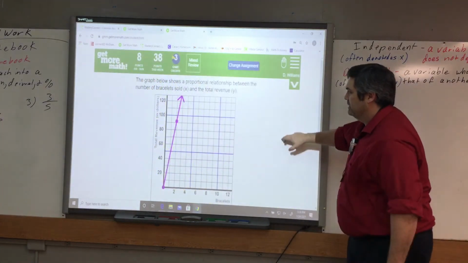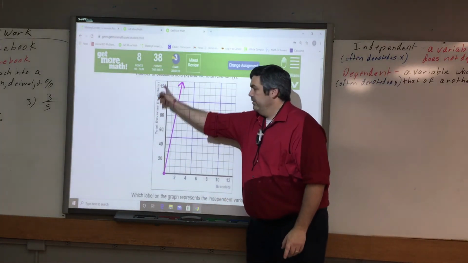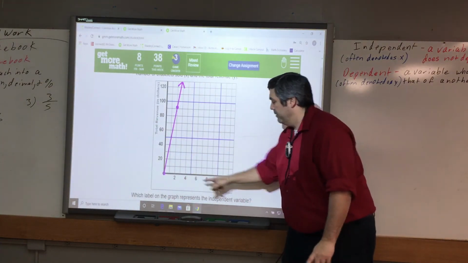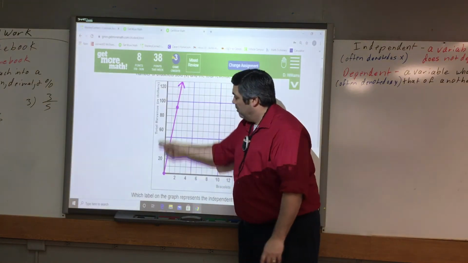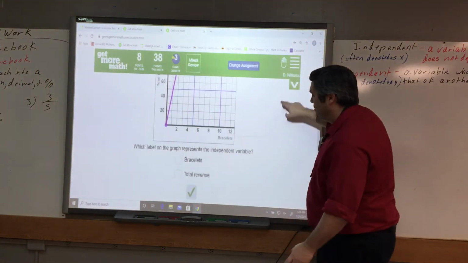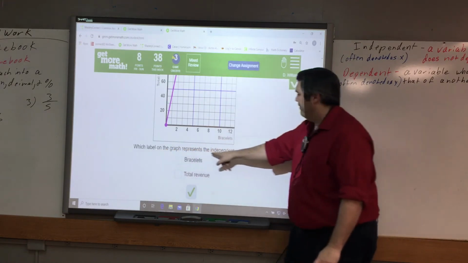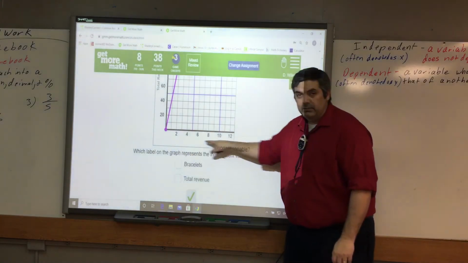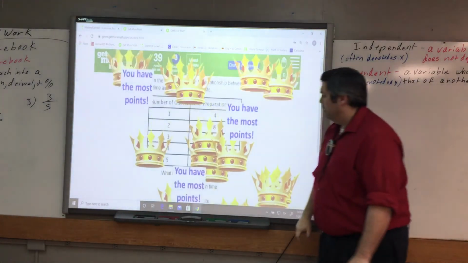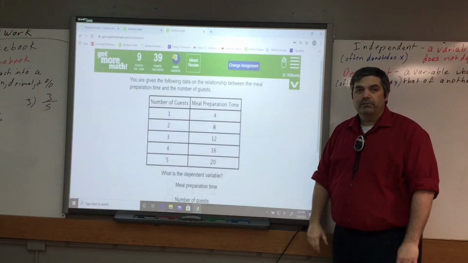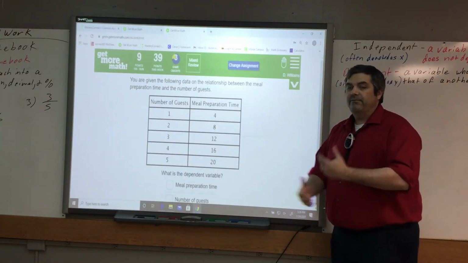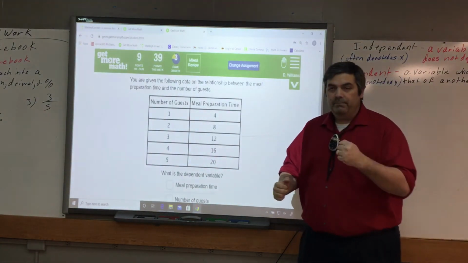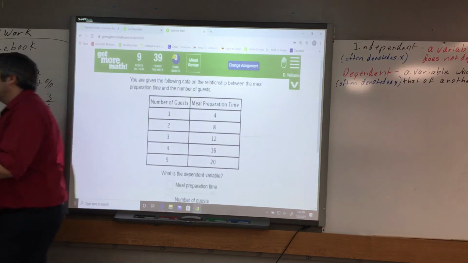But here's what I want to focus in on here. Okay, again, here is your dependent. Here is your independent. Here are your X's. Here are your Y's. Very important that we get that straight. All right, so which label on the graph represents the independent variable? Independent. Bracelets, your X, okay? I mean, really, that's all there is to that one. Just being able to identify it. Like I said, all I want you to be able to do right now is identify independent, dependent. So now we still have equations we're going to do. We're going to take a look at those.